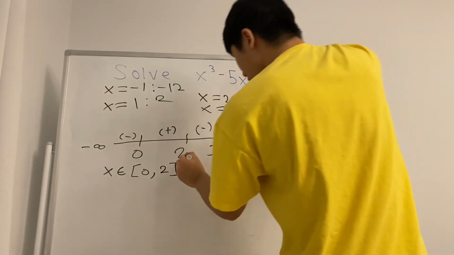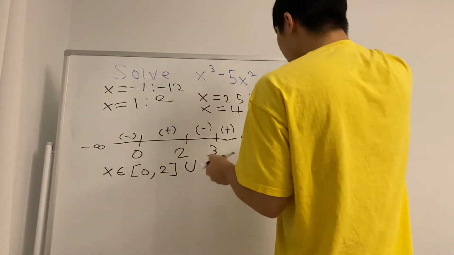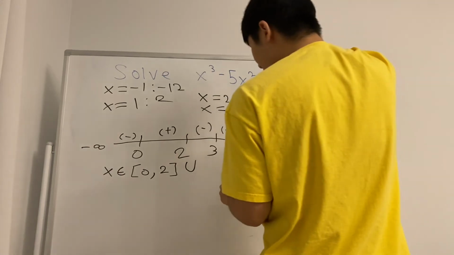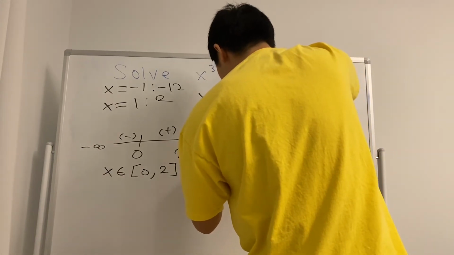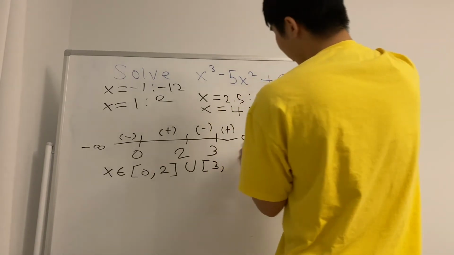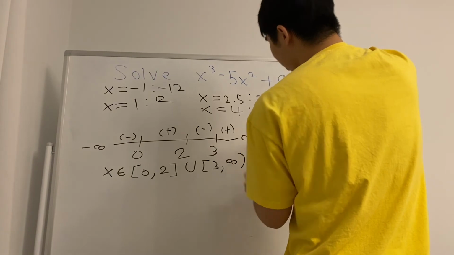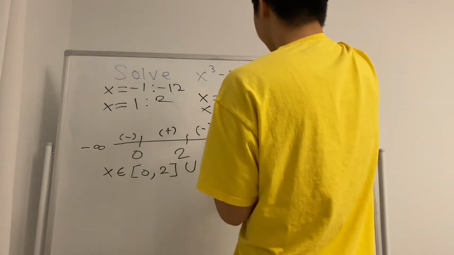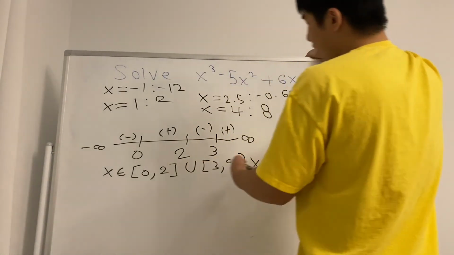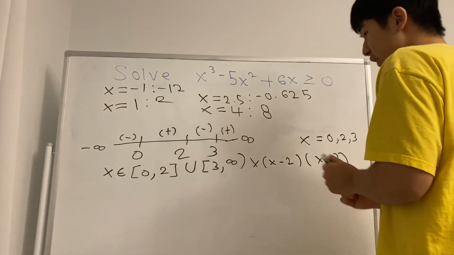And this stands for and. It's also greater than or equal to 0 when it's at 3 or greater than 3, all the way up to infinity. And as you know, infinity is always a round bracket because it's never included. So this is the answer to this over here.